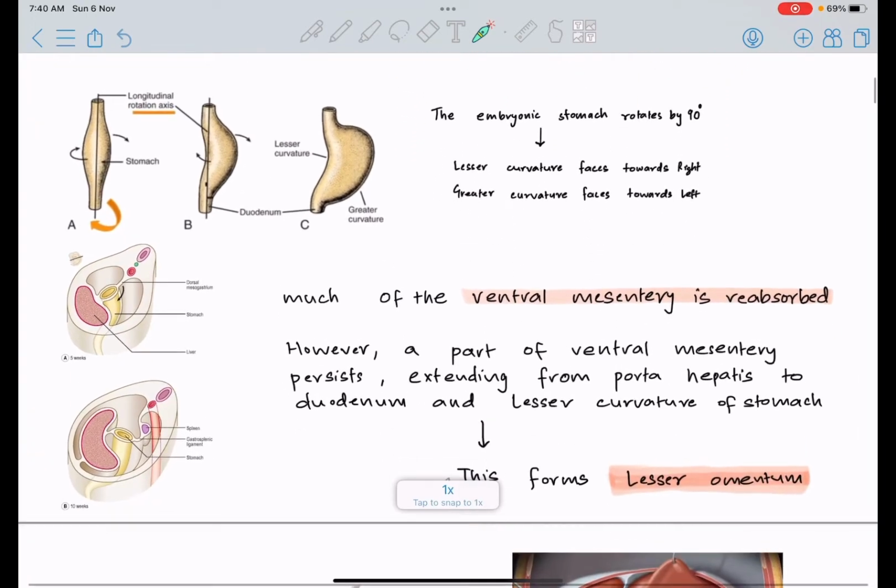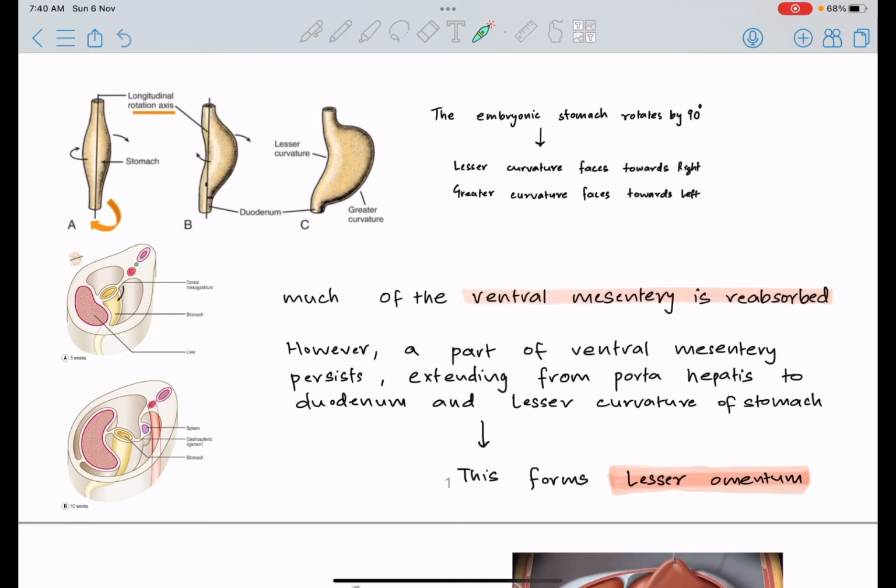Coming to the embryonic stomach. The embryonic stomach is initially a straight tube, but after some time it rotates by 90 degrees. When it rotates by 90 degrees, the lesser curvature comes towards the right and the greater curvature comes towards the left. Much of the ventral mesentery eventually gets reabsorbed. It is the dorsal mesentery which usually persists and it grows.